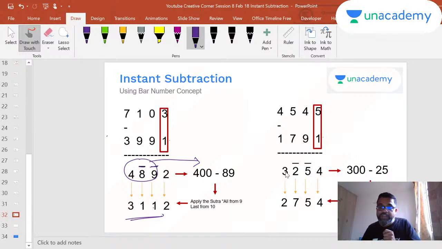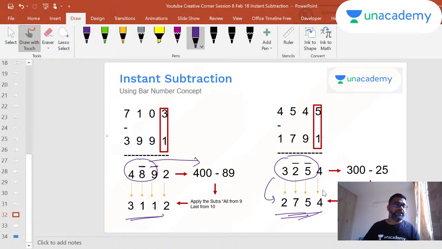Now look at this number that you effectively got after that: 3 bar 2 bar 5 4. So you bring that 4 down. You know that this is 300 minus 25. Some of you might instantly write the answer, right? The moment you get 3 bar 2 bar 5, I know that it's 300 minus 25. That becomes 275, 2754, right?